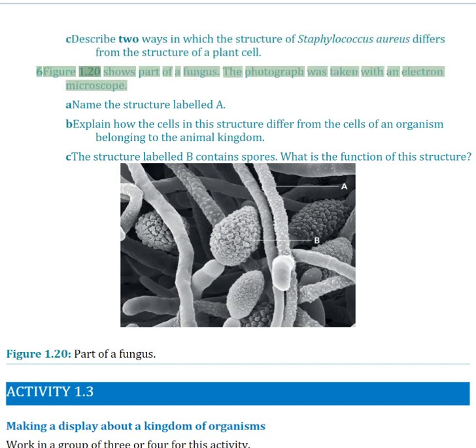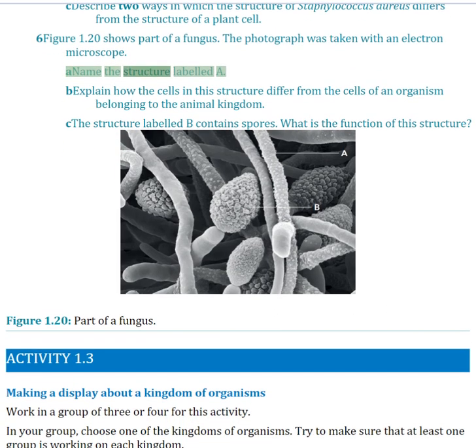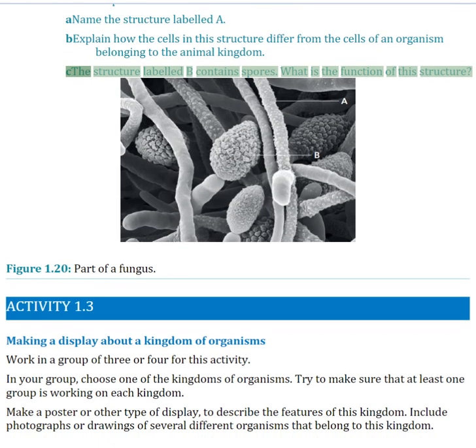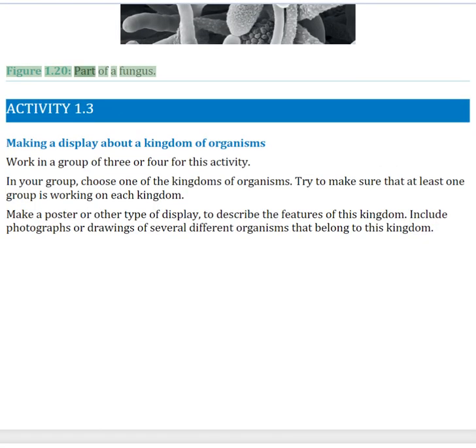6. Figure 1.20 shows part of a fungus. The photograph was taken with an electron microscope. A. Name the structure labeled A. B. Explain how the cells in this structure differ from the cells of an organism belonging to the animal kingdom. C. The structure labeled B contains spores. What is the function of this structure? Figure 1.20, part of a fungus.